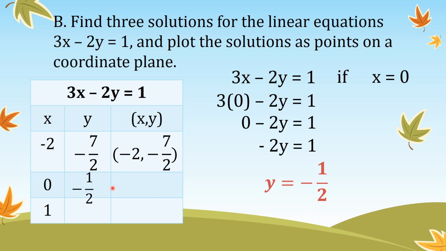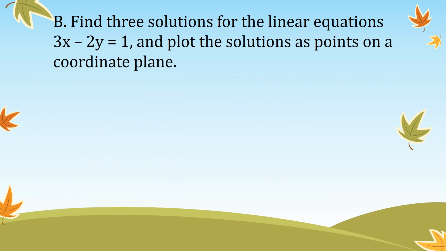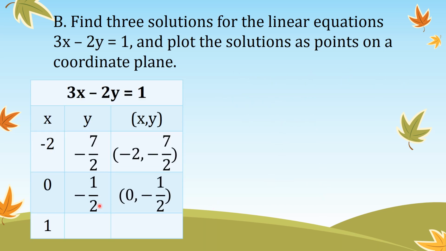So the value for y is negative 1/2 and our coordinate is 0, negative 1/2. So we have the value for 3x minus 2y equals 1. If our x is 1, what should be the value of y?